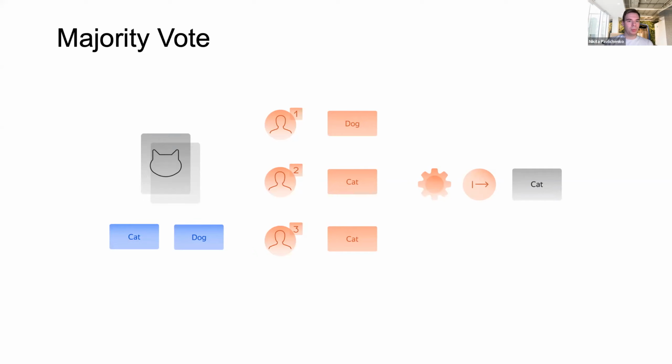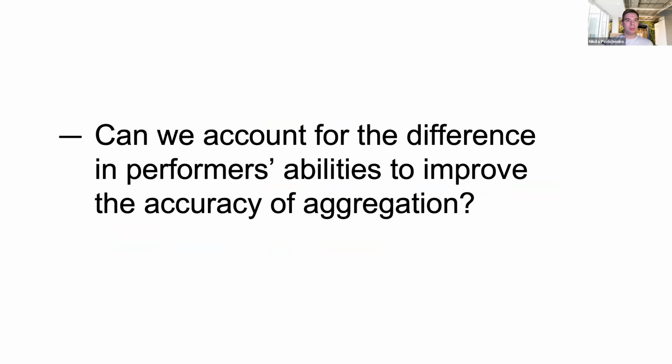But there are some problems with majority vote. For example, can we account for the difference in performance abilities to improve the accuracy of aggregation? In majority vote, we treat each performer as equal ones. We think about performers that they're some people with equal abilities and equal level of expertise. But in real life, it's not always true. And there are some techniques to improve the majority vote and to get better aggregation results.